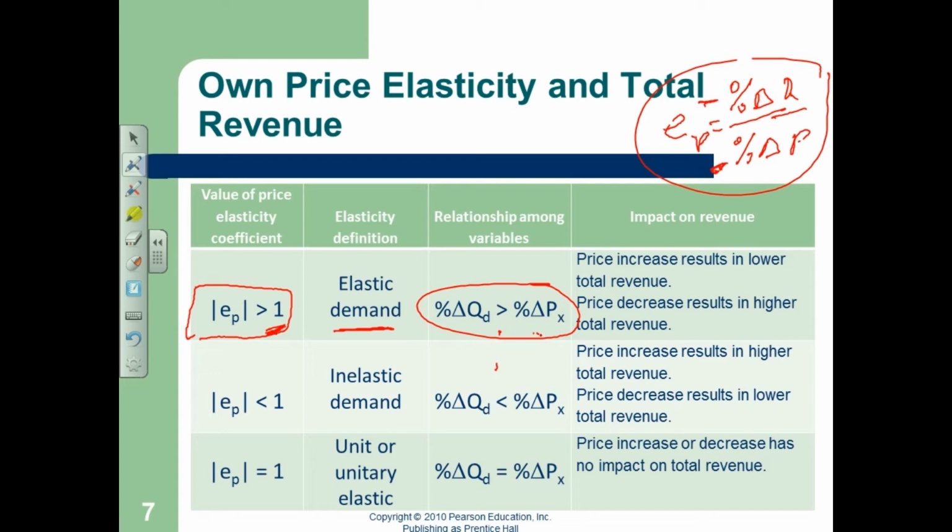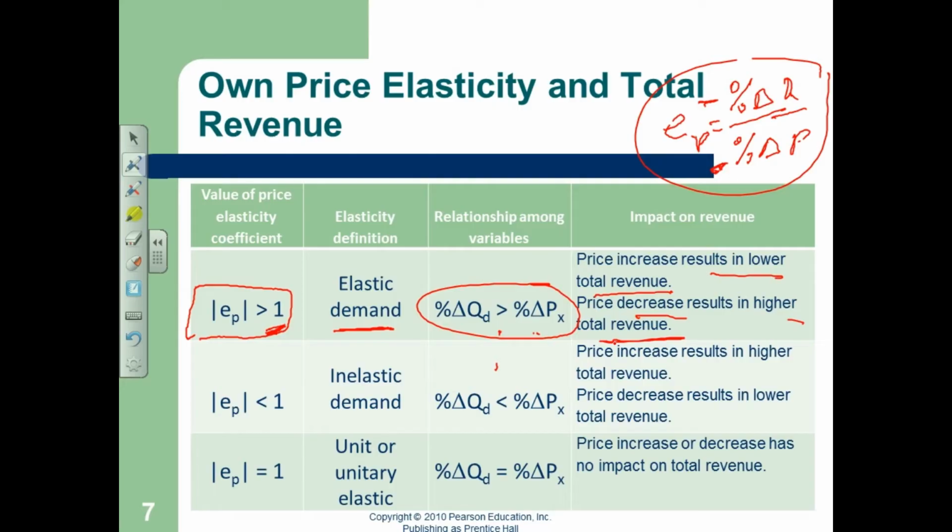So price increase results in lower revenue, and price decrease results in higher revenue because of the impact it would have on QD. So if demand is elastic, right, by lowering your price a certain percentage, your revenue will go up.